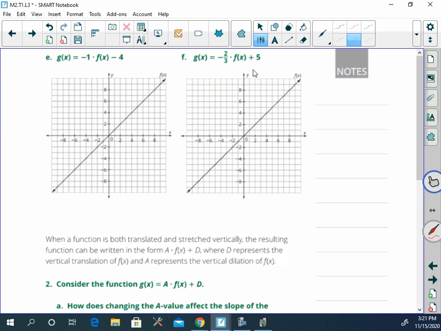All right, so looking at part F, there's 3 things happening now. This negative in the front does the reflection. It reflects it over the x-axis. So I'm going to write that, reflect over x axis. The 2/3 that we see here, that's going to be a vertical compression by a factor of 2/3. 2/3 is smaller than 1. And then this plus 5 is up 5.